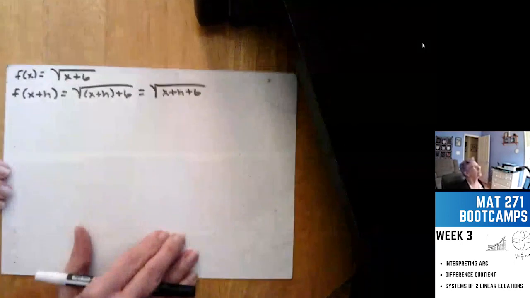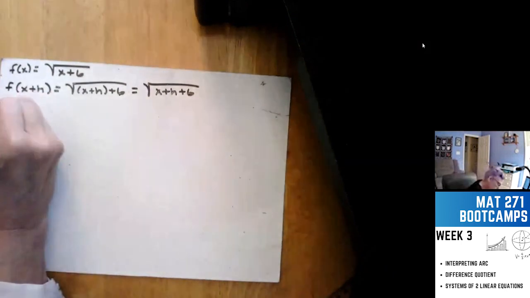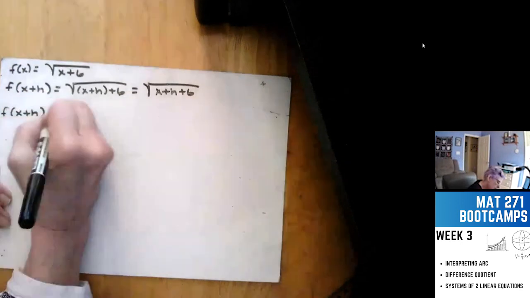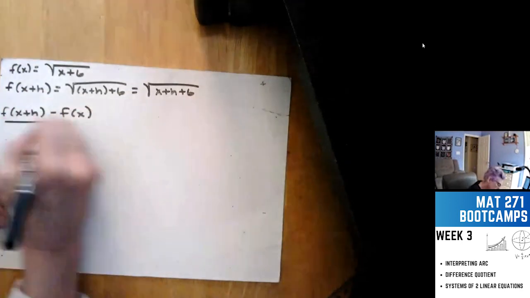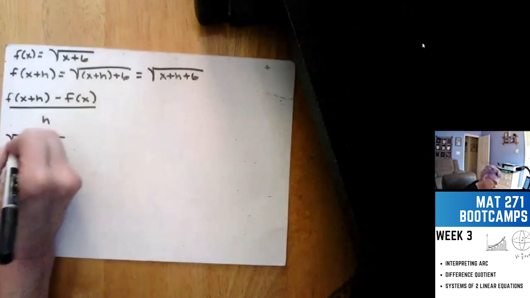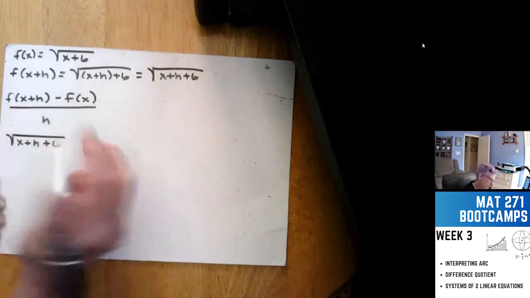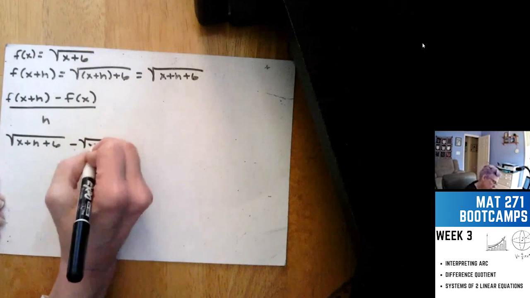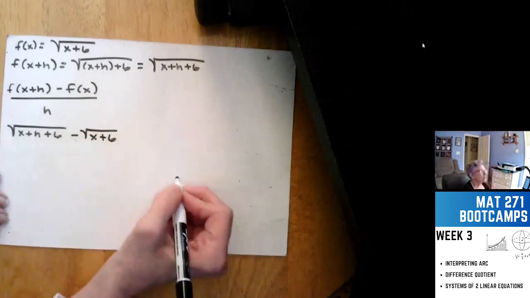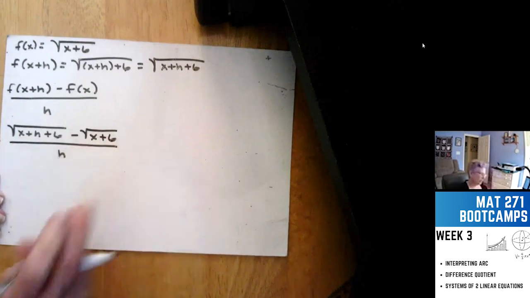Oh, no, this was the next easiest one. The next one we have is just a radical. f of x plus h minus f of x over h. So square root of x plus h plus 6, that's f of x plus h, minus square root of x plus 6, all of that over h.